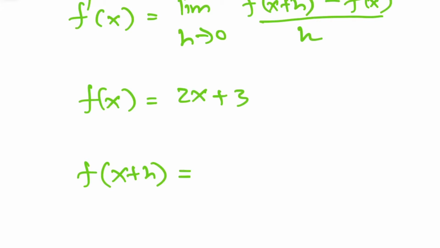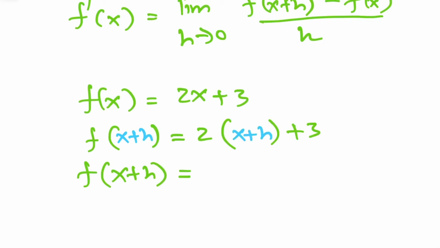Okay, how can we find out the value of f of x plus h? We are just going to use placeholder, okay? So this is the easiest way to solve for f of x plus h. So what I did, I basically replaced all the x with a placeholder, okay? So now we are going to replace all the x with x plus h. All right, so now we can simplify this. So 2 times x will be 2x plus 2h plus 3.